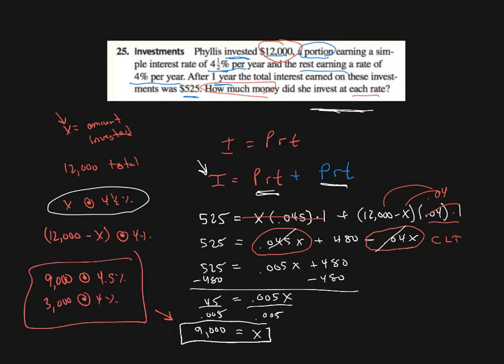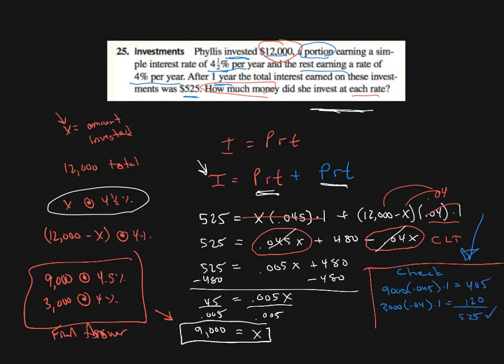Now this is what I would refer to as my final answer, right? But I just want to double check that. So if we check 9,000 times 4.5 and 3,000 times 4% for 1 year. So over here, I have my check. So it looks like I get $405 plus the 120 gives me the 525. That's what happened in the initial question. So I think that our answer is good to go.